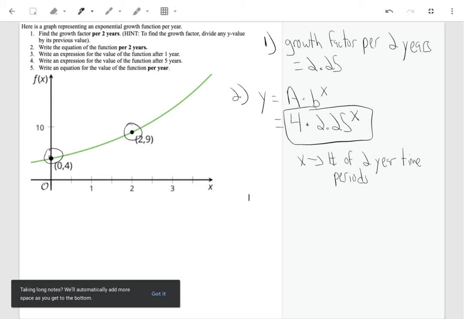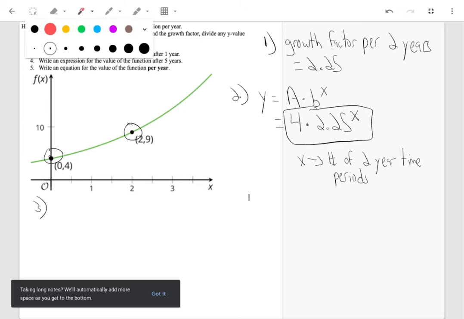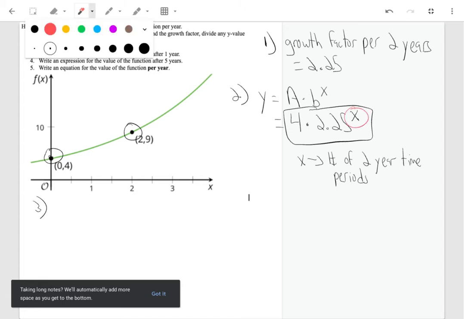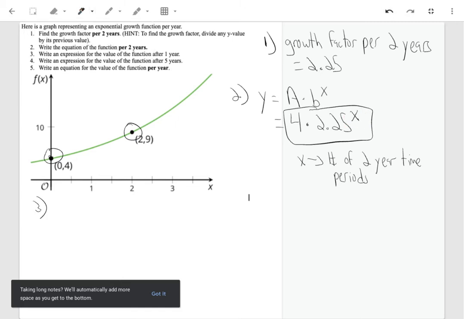All right. Number 3, write an expression for the value of the function after 1 year. So in other words, we first have to figure out what value we are going to plug in for x here. To do that, I have to figure out how many 2-year time periods we're talking about.